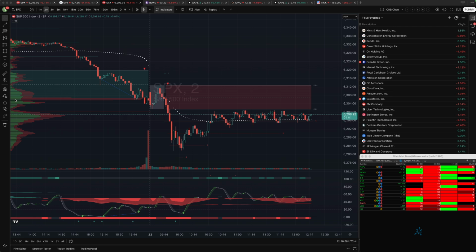SPX on Thinkorswim, just type in SPX. If you're on the actual Schwab site, I think it's SPXW or $SPX. Yeah, there you go.